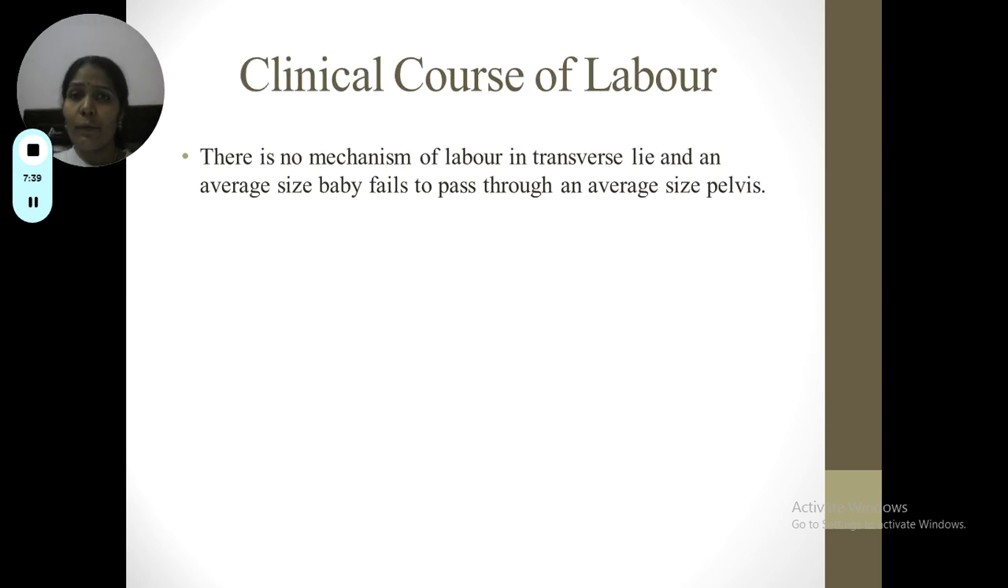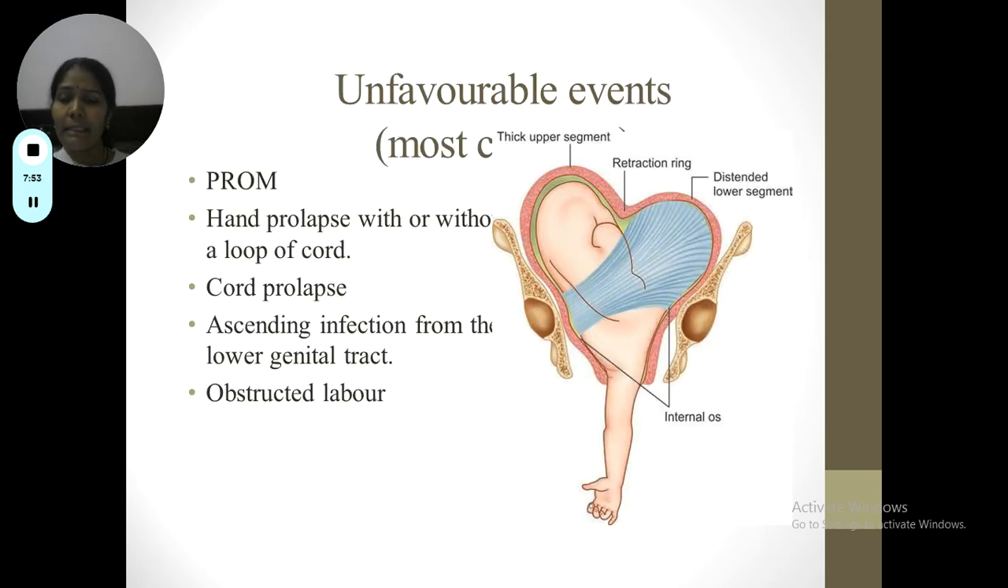So what is the clinical course of labor? The fetus is in transverse lie and the patient is in labor. What is the clinical course that follows next? There is no mechanism of labor in transverse lie, and an average size baby fails to pass through the pelvis. So when there is no mechanism of labor, what is happening? Mostly the events that can occur are unfavorable in a term pregnancy, but some favorable events can occur in a severe preterm pregnancy or in a dead fetus.